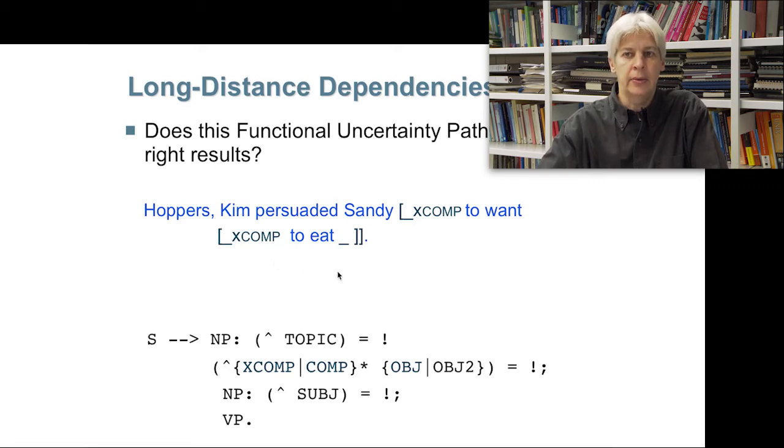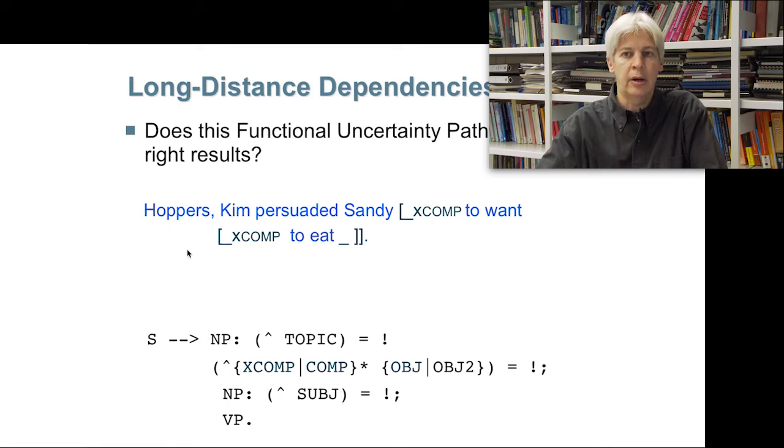Let's see how that works out. So again, persuaded has a subject, that's done. It has an object, that's done, and it takes an xcomp, that's done. Want takes a subject, that'll be Sandy via functional control, and an xcomp, that'll be to eat, so it's done. Eat has a subject, which is again Sandy via functional control, and an object that is missing.